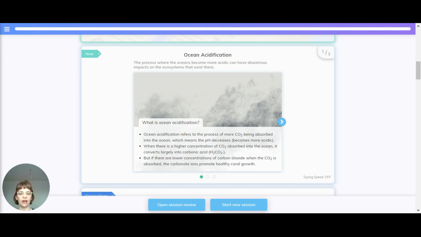When there is a higher concentration of CO2 absorbed in the ocean, it converts largely into carbonic acid, which has the chemical formula H2CO3. But if there are lower concentrations of carbon dioxide absorbed, the carbonate ions promote healthy coral growth.